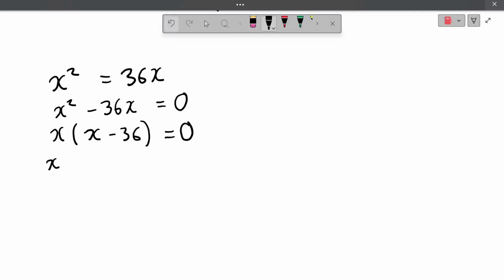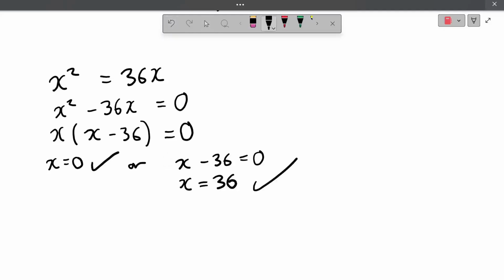And then we have either x equals 0 or x minus 36 equals 0. Well, that's the first one done. x is 0, but the other one, we then have to add 36. You get x equals 36. Boom. Two answers, like most of them are.